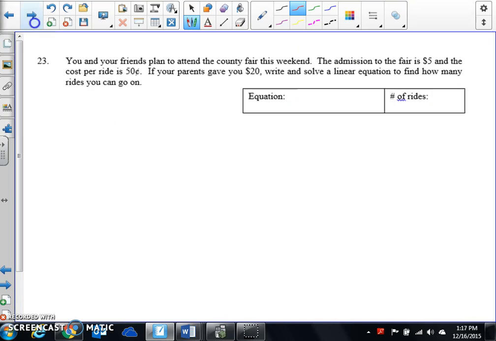Just plugging in. All right, you and your friends plan to attend the county fair this weekend. The admission to the fair is $5. So immediately, that is my $5 that I have to give straight up. y equals, here's x. The cost per ride is 50 cents. So if I write 50 cents, I write it like this. So that is 0.5x.